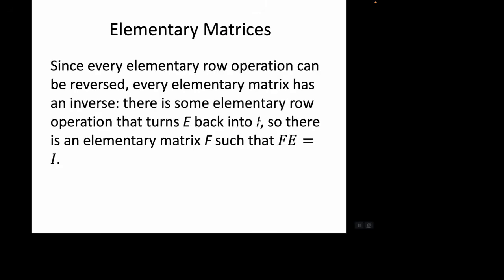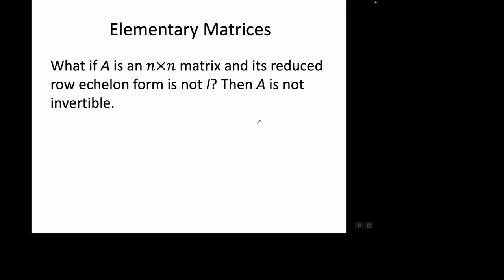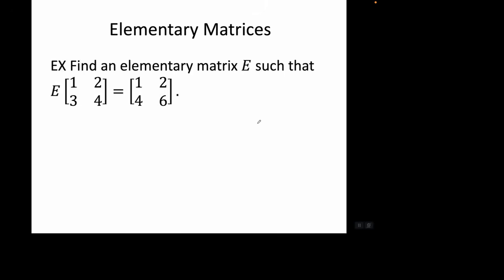Since every elementary row operation can be reversed, every elementary matrix has an inverse. There is some elementary row operation that turns E back into I. So there is an elementary matrix F such that F E equals I. What if A is an n by n matrix and its reduced row echelon form is not I? Then A is not invertible. Can't happen. Let's find an elementary matrix E such that E times 1, 2, 3, 4 equals 1, 2, 4, 6.